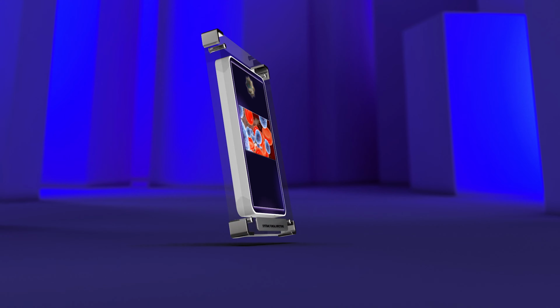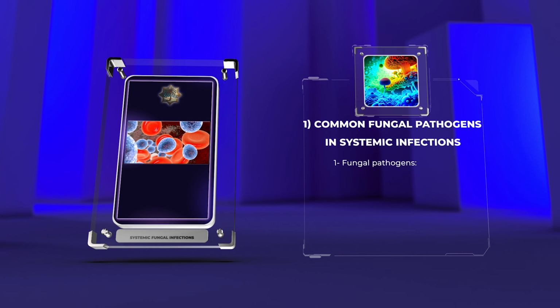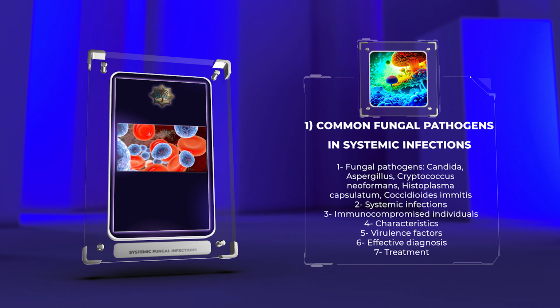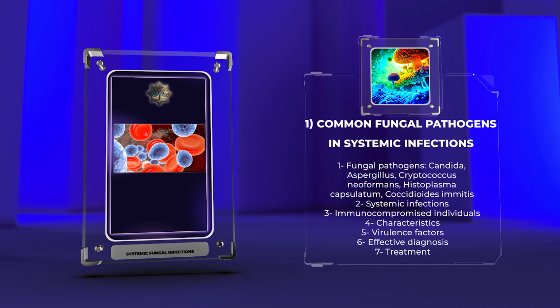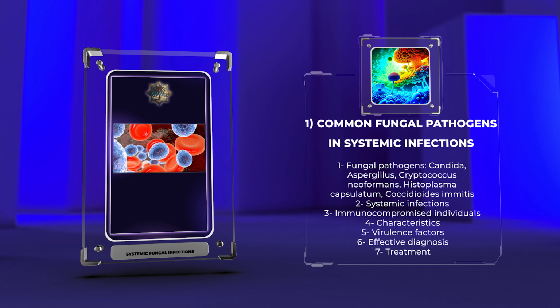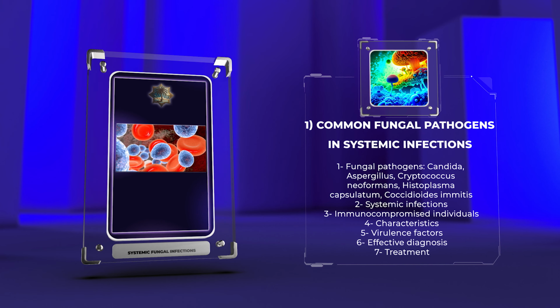Fungal pathogens, such as Candida, Aspergillus, Cryptococcus neoformans, Histoplasma capsulatum, and Coccidioides immitis, cause systemic infections in immunocompromised individuals. It is important to understand their characteristics and virulence factors for effective diagnosis and treatment.